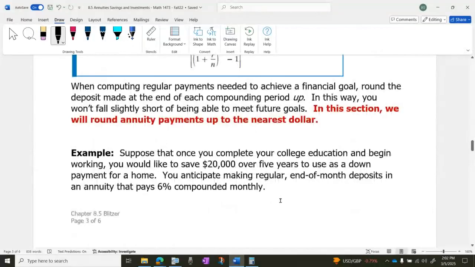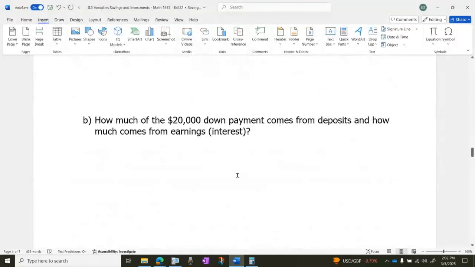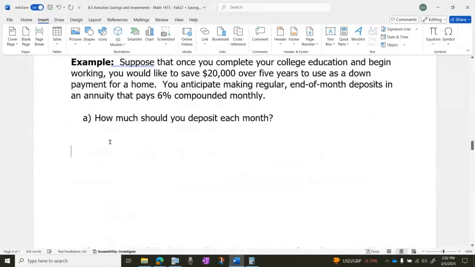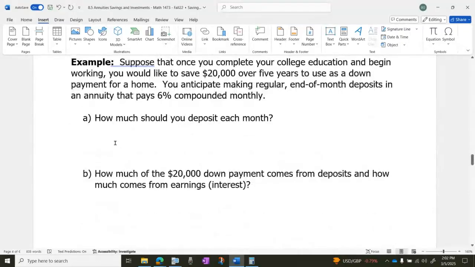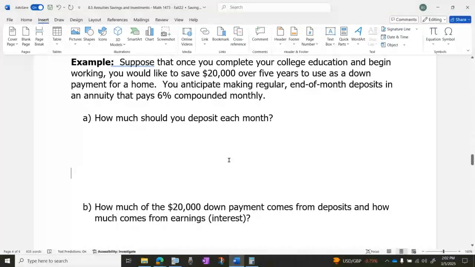Let me insert a page break. Two questions here. Suppose that once you complete your college education and begin working, you would like to save 20 grand over 5 years to use as a down payment for a home. You anticipate making regular end-of-month deposits in an annuity that pays 6% compounded monthly. Part A: how much should you deposit each month? So in this case, we are looking for the payment.